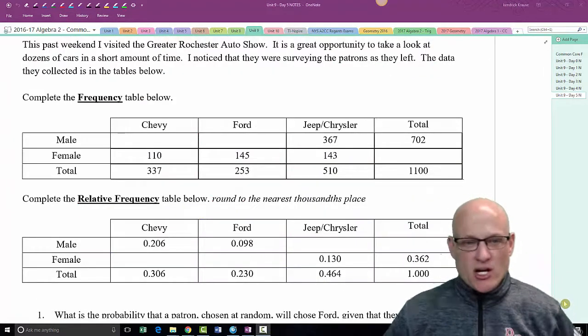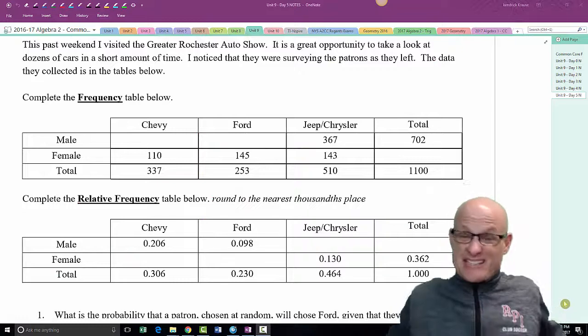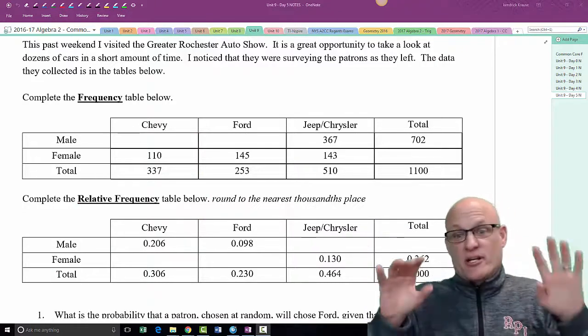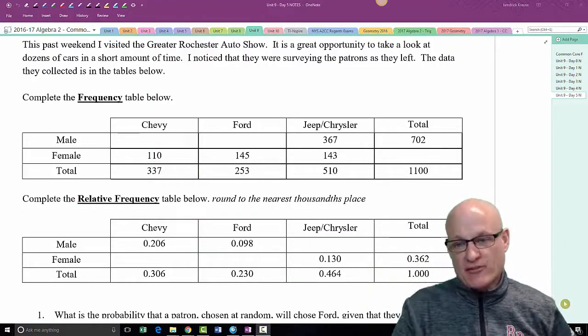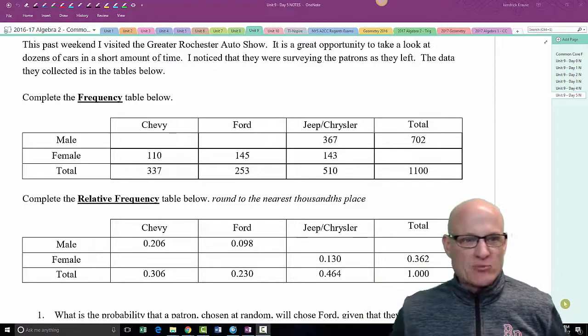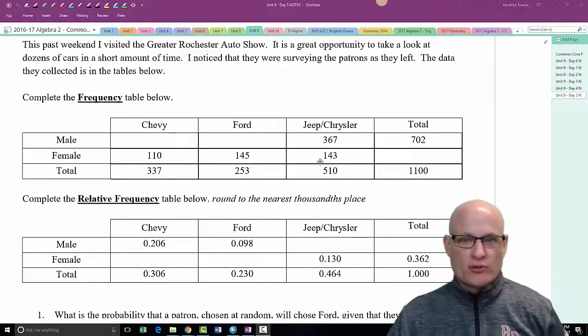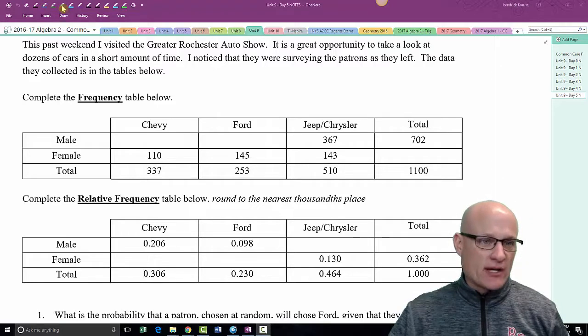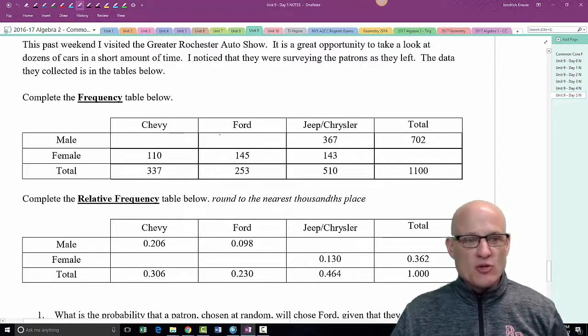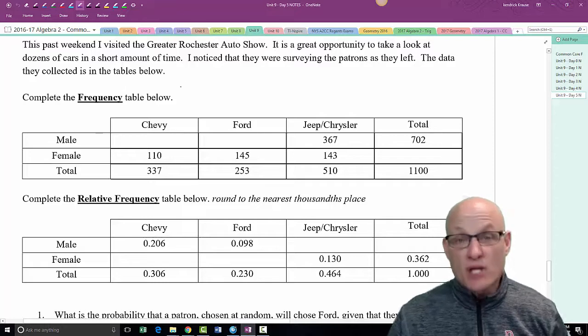All right, so let's talk about this one. This is kind of what you're really going to be given. You're going to be given a table with some holes in it, and you're going to have to fill in those holes. So this past weekend, I visited the Greater Rochester Auto Show. It's kind of cool, looking at all the cars I can't afford. And let's see what's going on. So here's the frequency table. I noticed that they were surveying the patrons as they left. The data they collected was below.